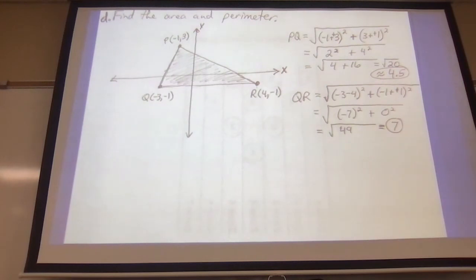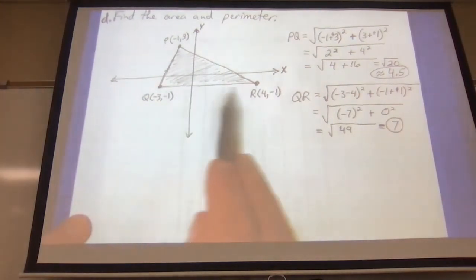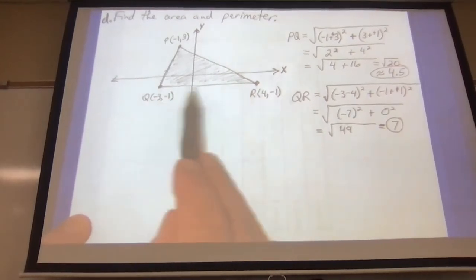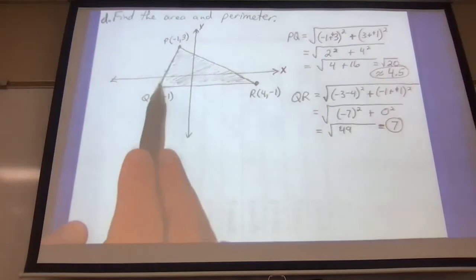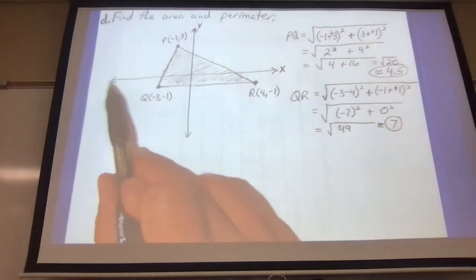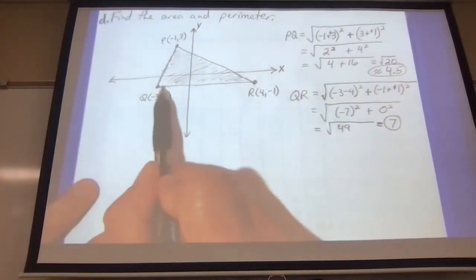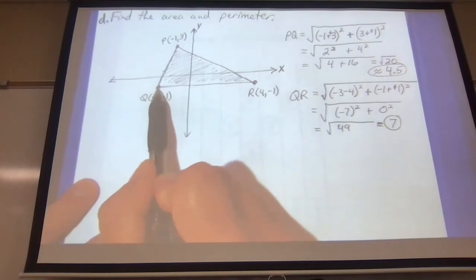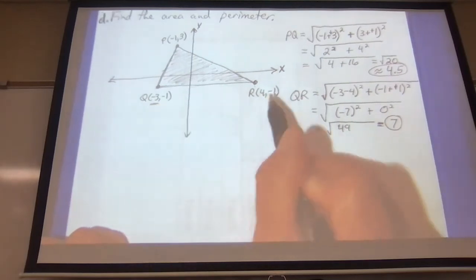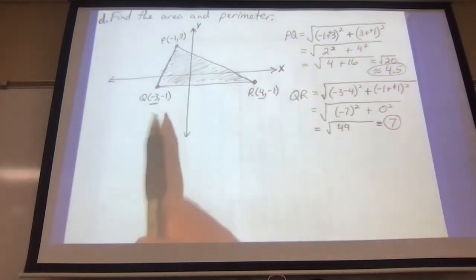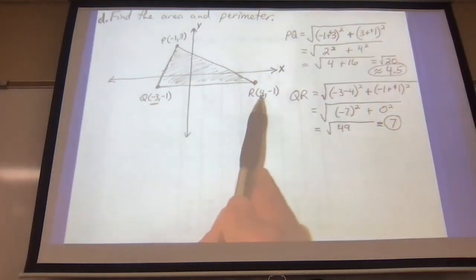Now there's a quicker way to do that. If you look at QR, it is a horizontal line. Since it's a horizontal line and not a diagonal line, what I can do is look at how far it moves on the x-axis. It goes from -3, 1 over here to 4, -1 over here. If you look at the x coordinates, it's going from -3 to 4. How many units are there between -3 and 4?